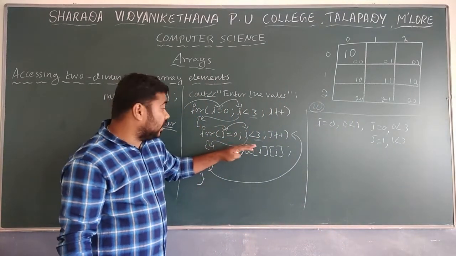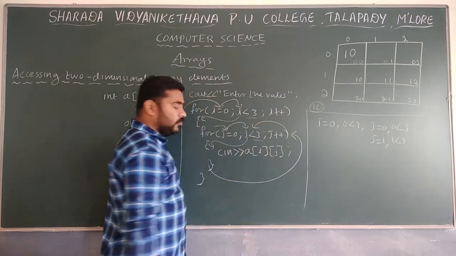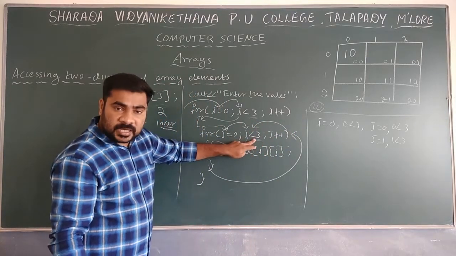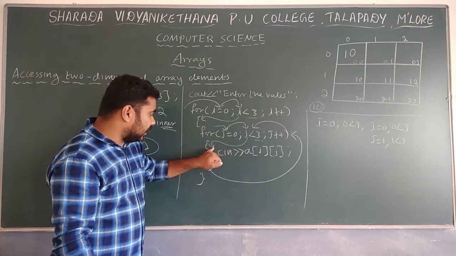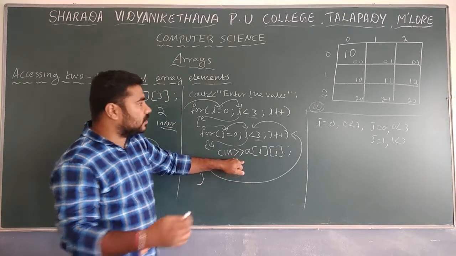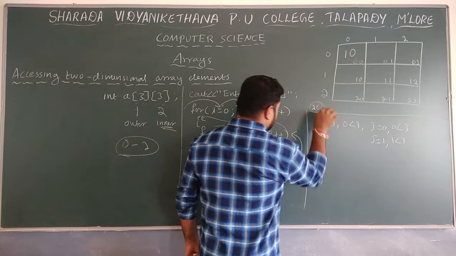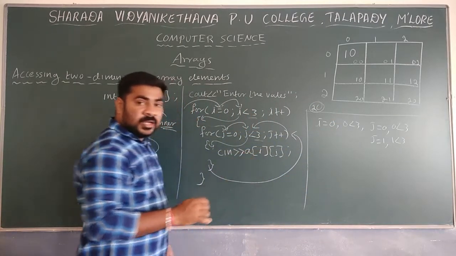Whenever the condition is true, we move to here. So j is less than 3, the condition is true, which means we enter inside the loop. It will take one more value with cin. For example, if the entered values are 10, 20, they will be stored in a of ij.